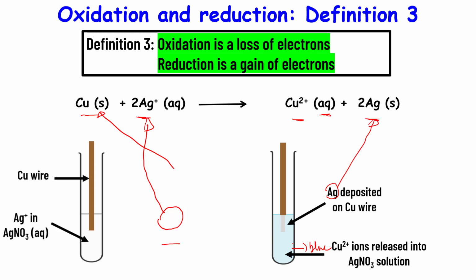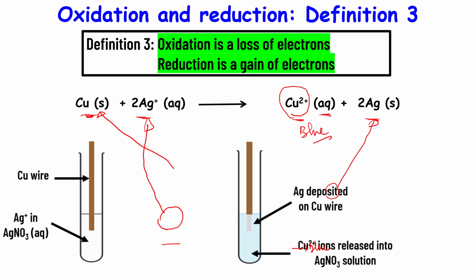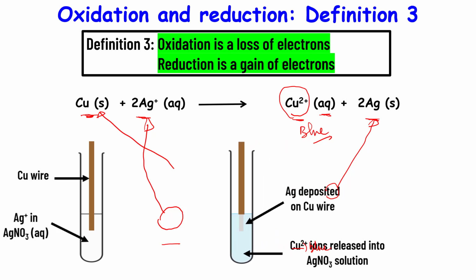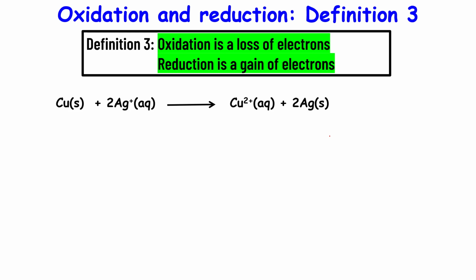Now, why is this blue in color? The reason is that some of the copper metal we started with has dissolved into the silver nitrate solution to produce these copper 2 plus ions, which are blue in color. So this is an example of an oxidation reduction reaction, and in the coming slides I'm going to explain how we know that this is an oxidation reduction reaction. This is the end result of a reaction, so now we're going to explain how this actually works out.